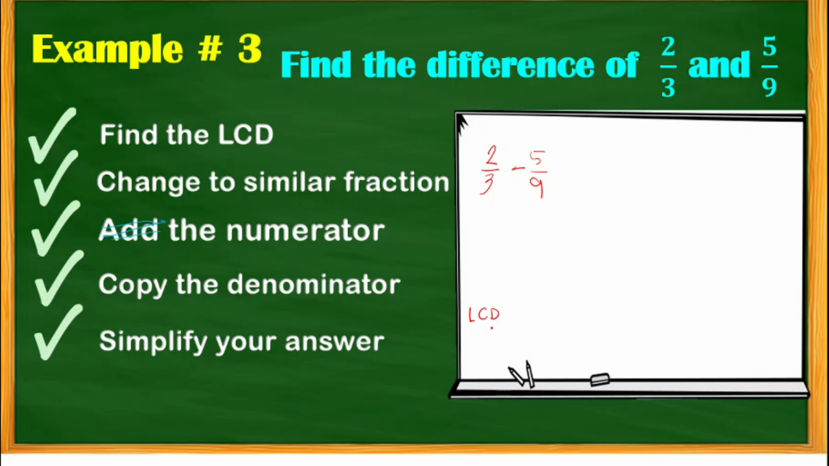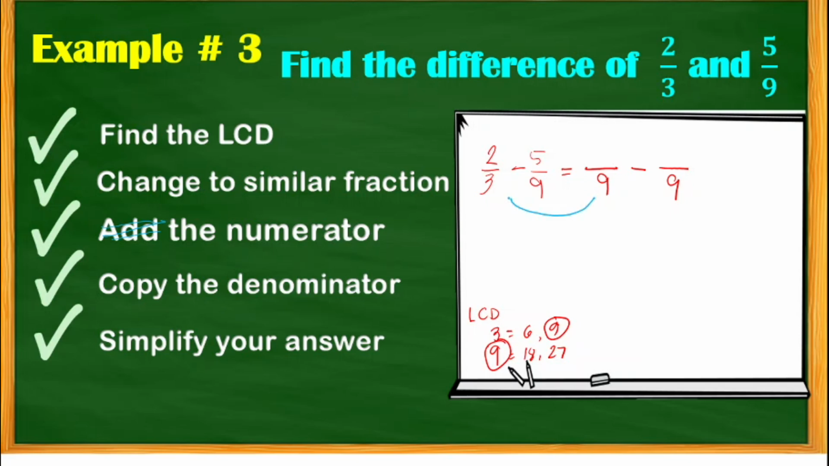The LCD of 3 and 9, because we have denominators of 3 and 9. Then we have 3, 6, 9, and 9, 18, 27. So the least common multiple of 3 and 9 is 9. So now the common denominator of both fractions is 9. Again, we're going to divide and multiply to make these similar fractions.